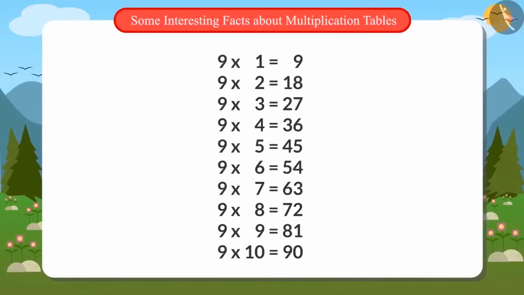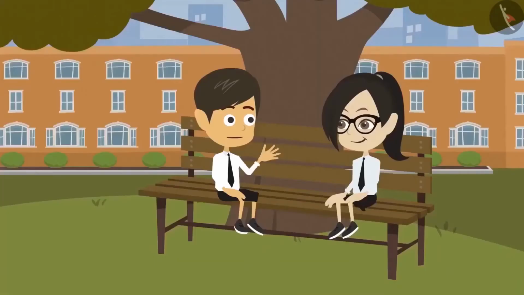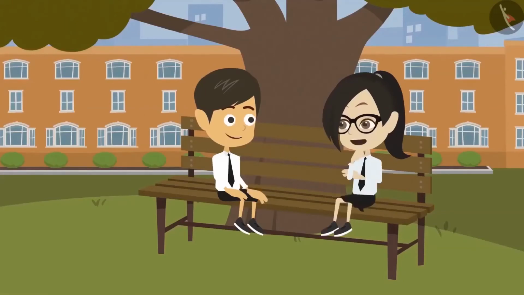The next number in the series is 18. If we add both the digits of the number, 1 and 8, the answer is 9. Similarly, if we add the digits of any other number from the multiplication table of 9, the answer will be 9. Really? I don't believe it. I will do it myself.